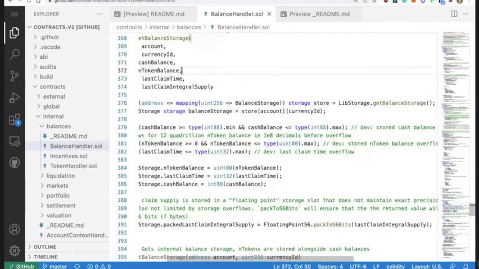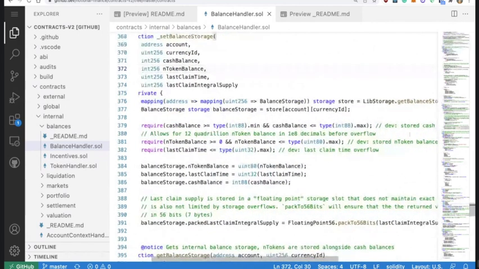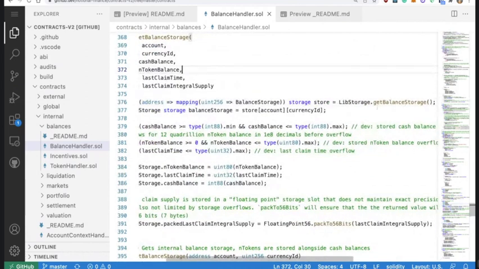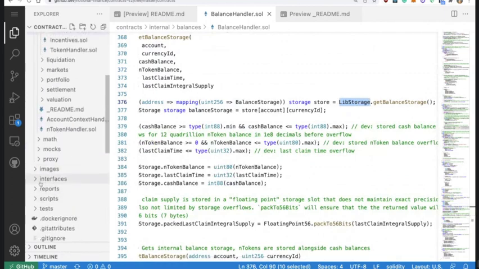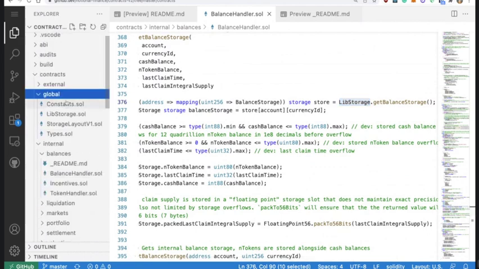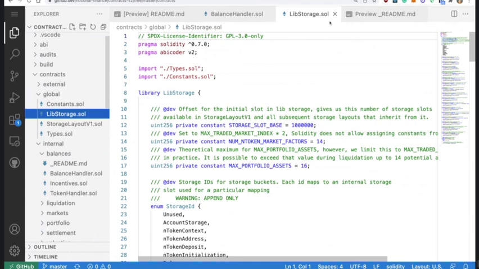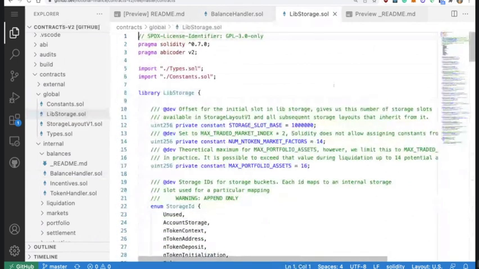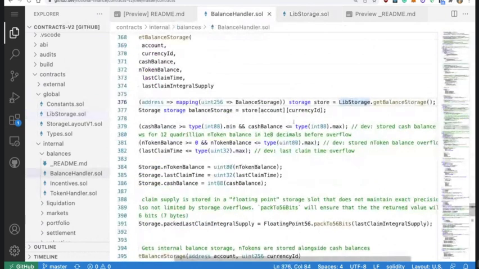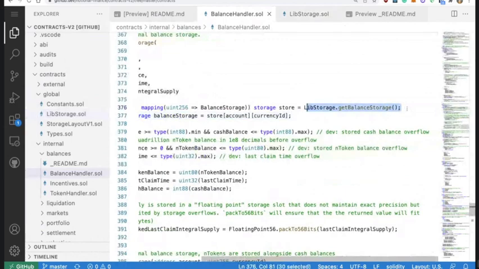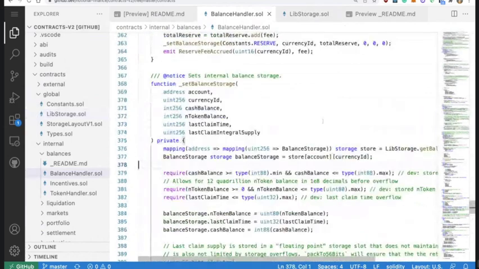Ooh, okay. All right. And so this lib storage, I want to flag this for maybe later today in this episode or a future one. It's in the global. Yeah, that looks very interesting. So is the idea here that it's a library for storage so that you can get specified points or specified slots?